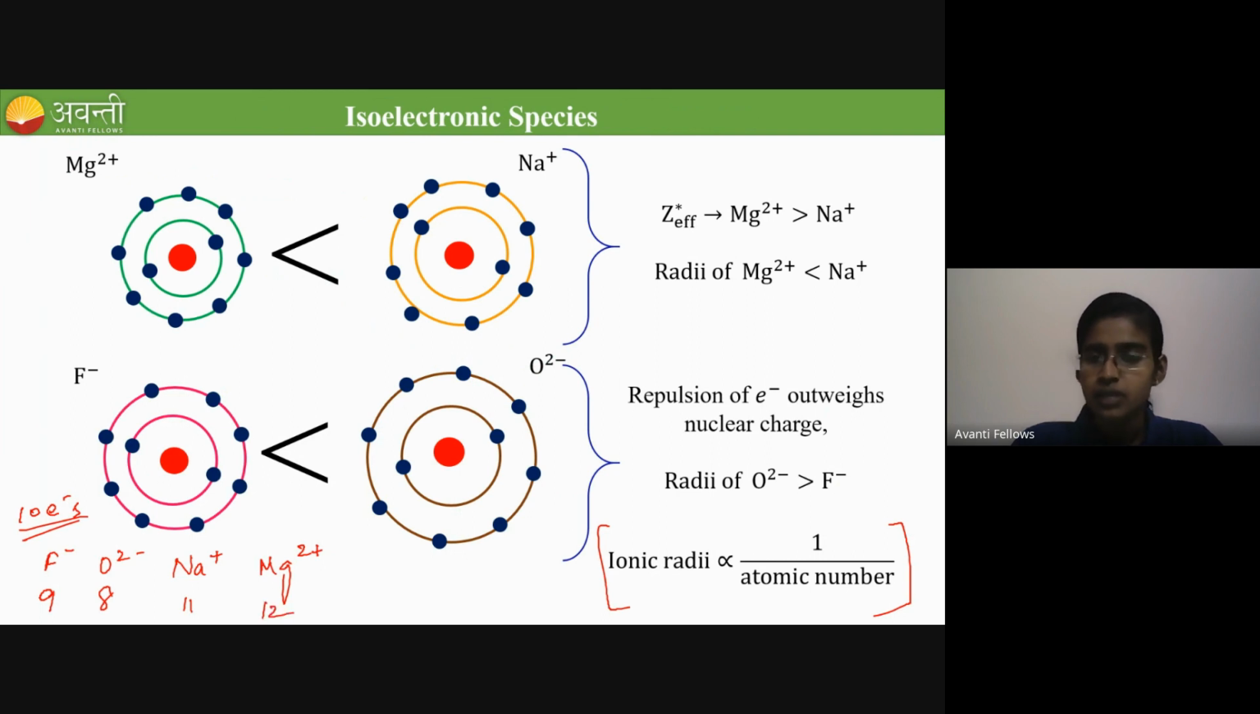So now atomic number is inversely proportional to ionic radius. The one which has the highest atomic number will be smaller in size. Who is that element having the highest atomic number? It is 12, magnesium 2+. So magnesium 2+ is the smallest among these 4 species. And then comes sodium, and then the fluoride ion, and then the oxide ion. So this is the increasing order of ionic radii. Got it? So for isoelectronic species, you have to use this relation.